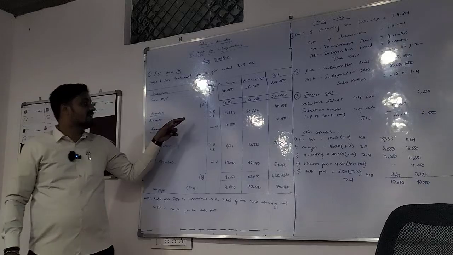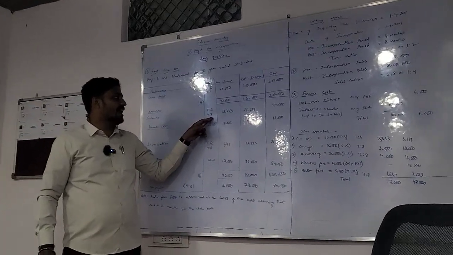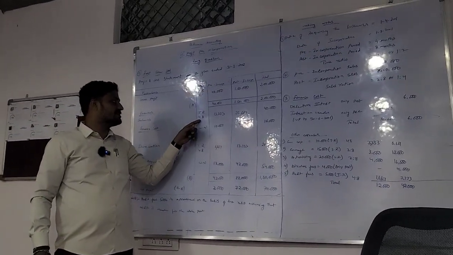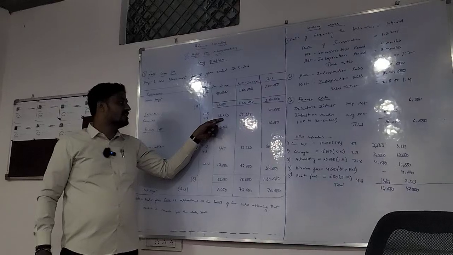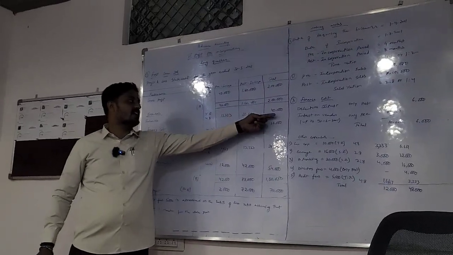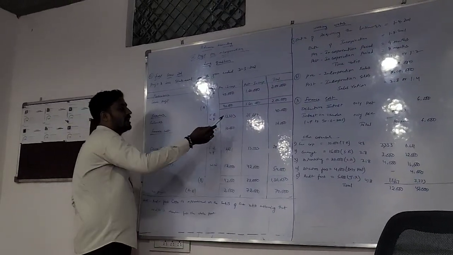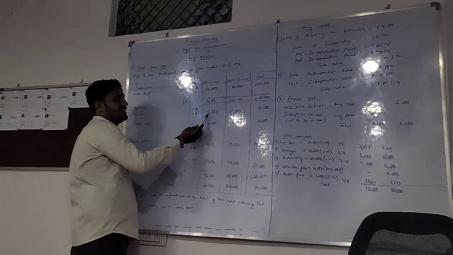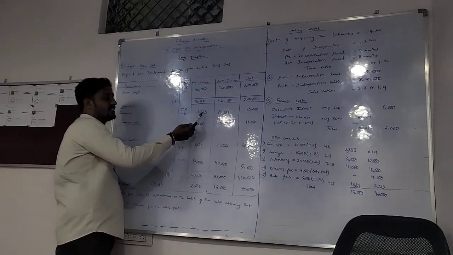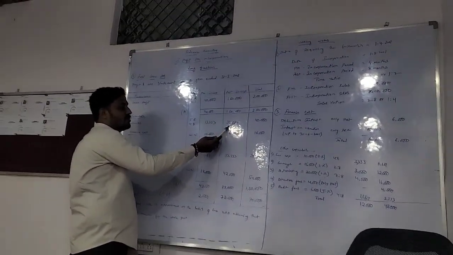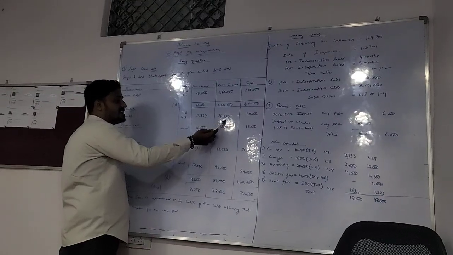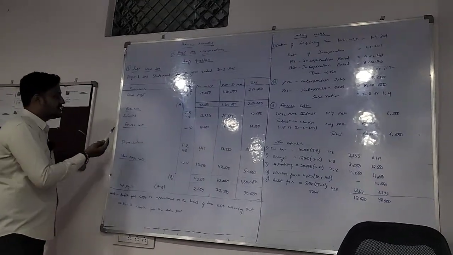So the time ratio is 4:8, and we have already found that. The salaries amount is 40,000, of which the pre-incorporation part is 13,333 and the post-incorporation part is 26,667.